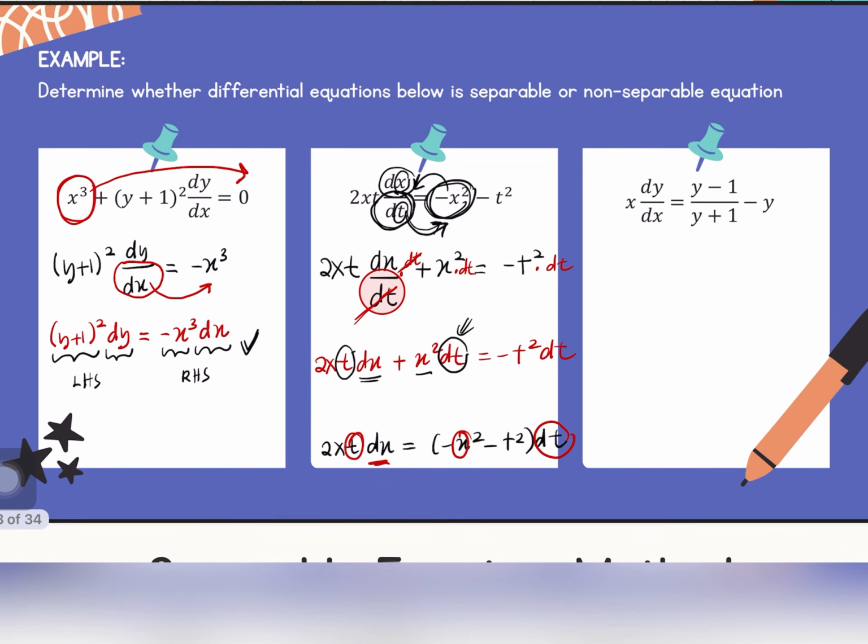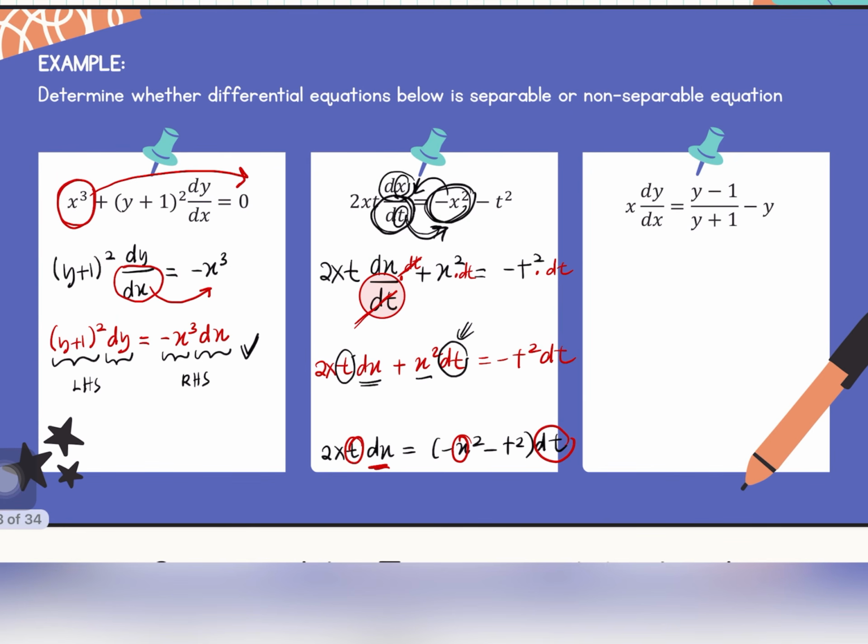Okay, let's see the third one here. You have x dy dx equal to y minus 1 over y plus 1 minus y. Okay, so kita buat satu-satu. Mula-mula kita pindahkan. Okay, so you tengok ni semua y. Betul? So kita boleh pindahkan semua sekali pergi ke sebelah ni. Okey, macam mana nak pindah? Yang pertama, awak kena samakan penyebut dia dulu. Sebab ini ada negatif y kan. So tak nak bagi keliru, kita samakan dulu penyebut.